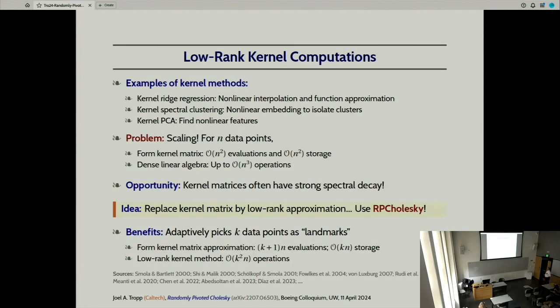Now, there are all sorts of kernel methods. You can use them for regression and interpolation. You can use them for clustering. You can use them for finding nonlinear features in data. What's the problem? It's the scaling. These methods are very hard to implement for large data sets for two reasons.